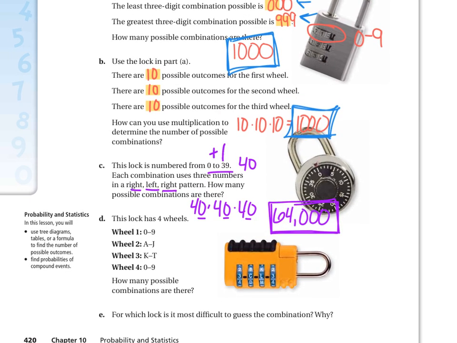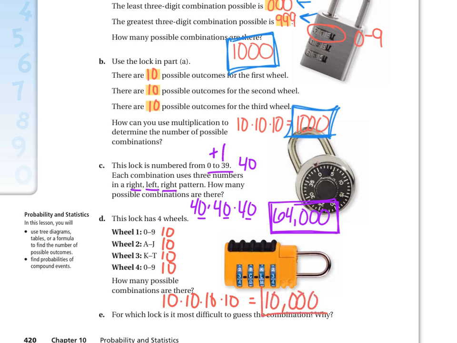And then part D says wheel 1 is a 0 through 9. Well, that's 10 different possibilities. Wheel 2 is a letter wheel, A through J. So A, B, C, D, E, F, G, H, I, J. That's also 10. K through T is also 10. And then 0 through 9 we know is 10. So then I would multiply 10 times 10 times 10 times 10. And that's going to give me 10,000, a 1 followed by 4 zeros.